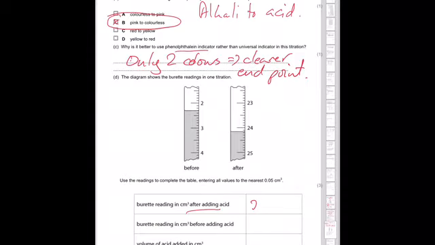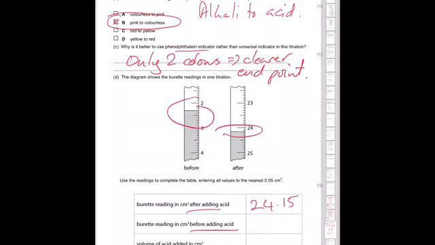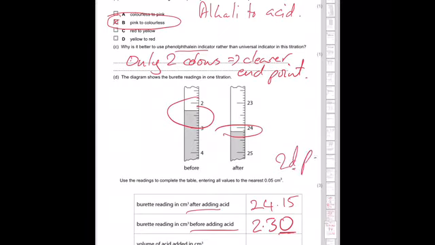That's 24.1, and it's between the lines. 1.5. The beginning is 2.3 and it's on the line, so it's 2.30. Your answers have got to be to 2 decimal places. You can't just put 2.3. It's not showing the precision you're working to. Common question, common error.